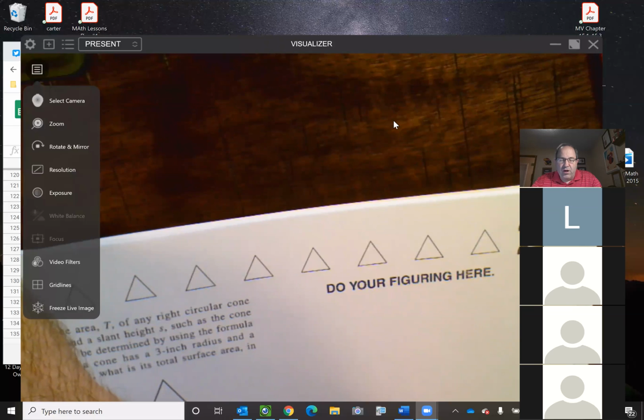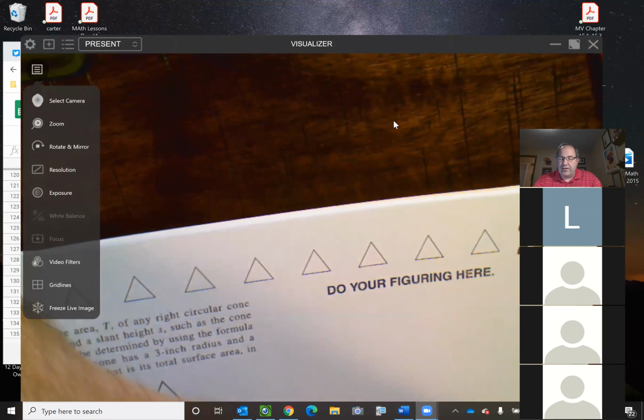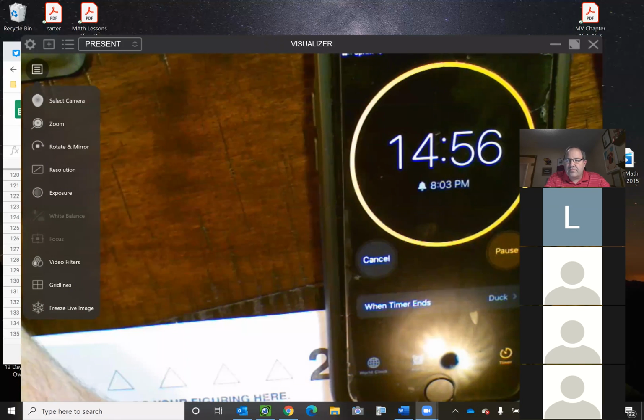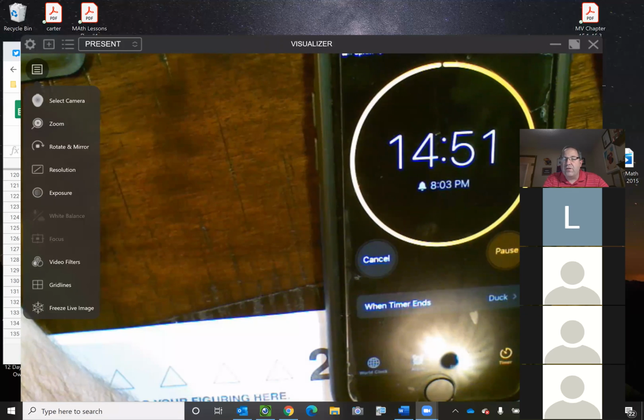And it's numbers 1 through 20. Go ahead and get started. What page are we on? Page 14. Page 14.